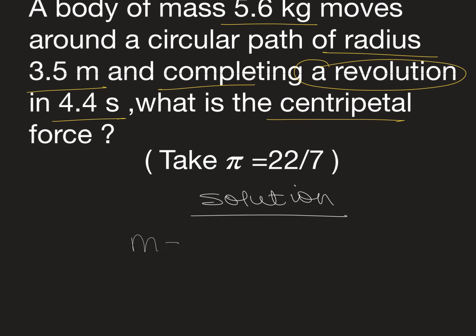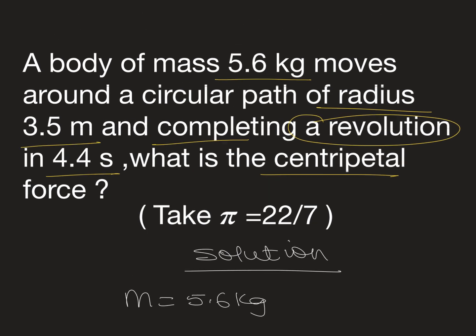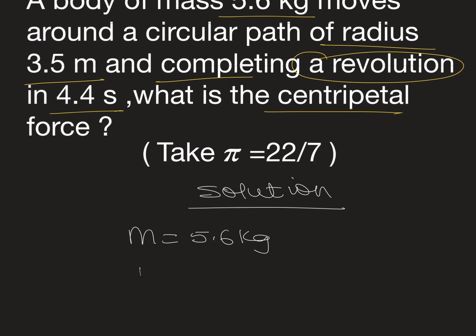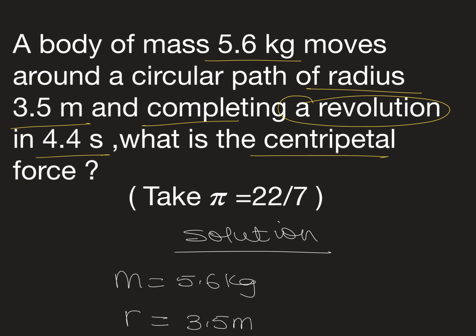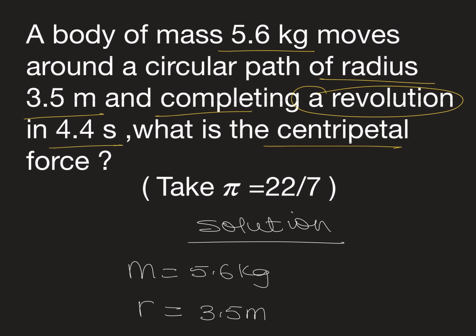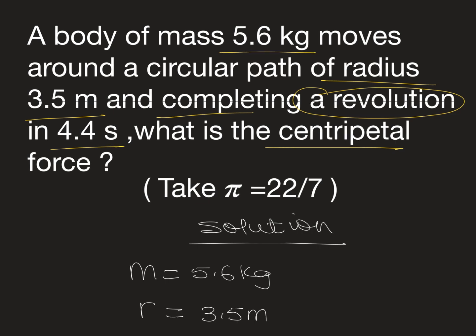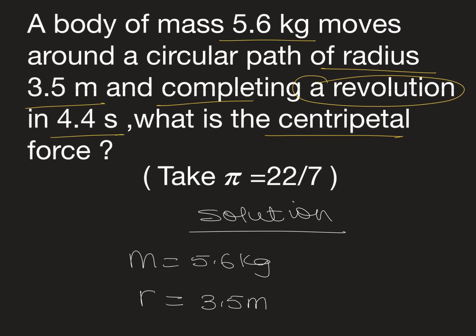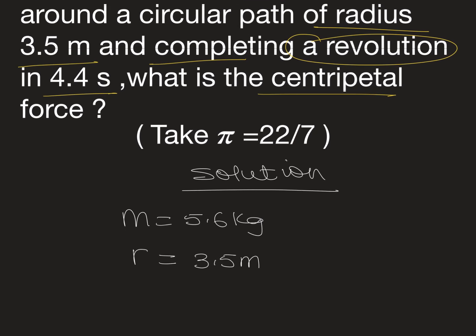The mass of the body is 5.6 kilograms. The radius of the circle is 3.5 meters. It says the body completes a revolution in 4.4 seconds. So what does that mean? That is the period, okay?